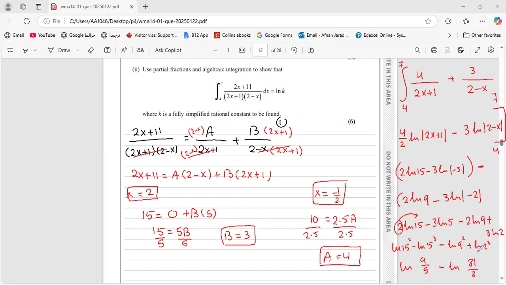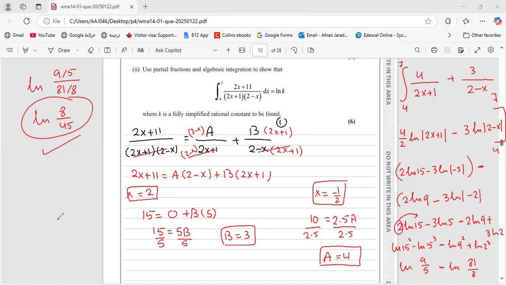81 over 8. This one, 81 over 8, okay? So the last step to make ln 9 over 5 divided by 81 over 8, ln 8 over 45 in simplest form. Ln 8 out of 45 in simplest form, and the question is to find the fully simplified rational constant. Okay, so ln k equals 8 out of 45.